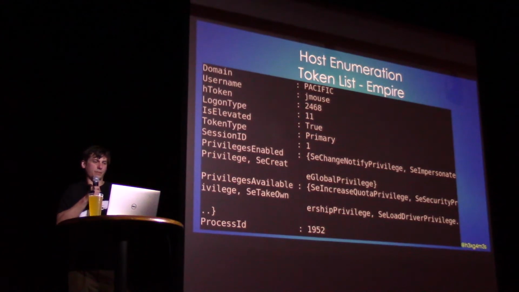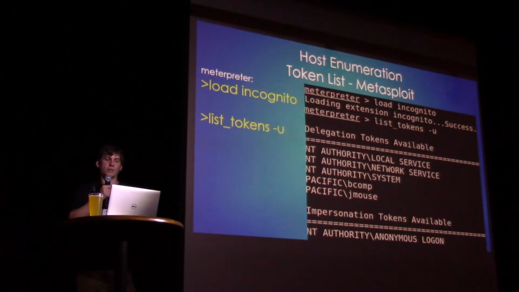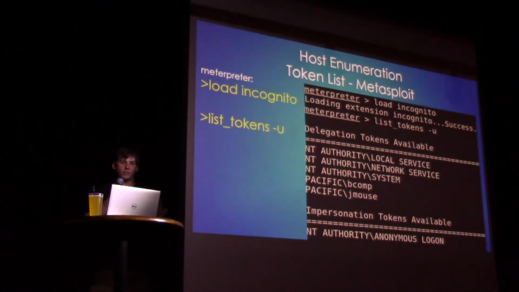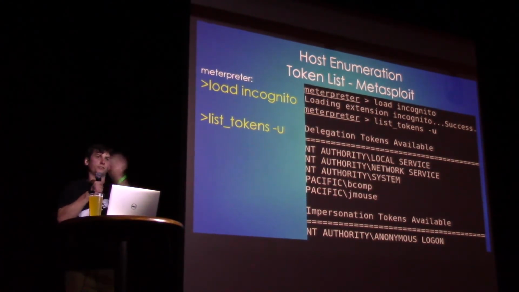So Empire gives you a pretty detailed output where it gives you the privileges that token has if you want to do different things. It's a little bit easier in Metasploit to see and understand. There's a module, if you have a Meterpreter shell up, called Incognito, and it's fairly simple from Empire to create a Meterpreter handler and pass off your shell to Meterpreter or Metasploit.